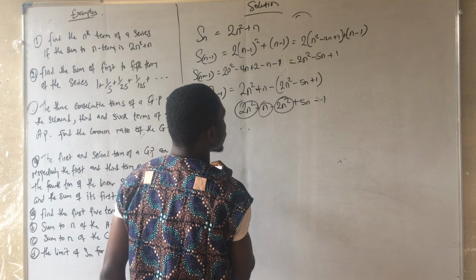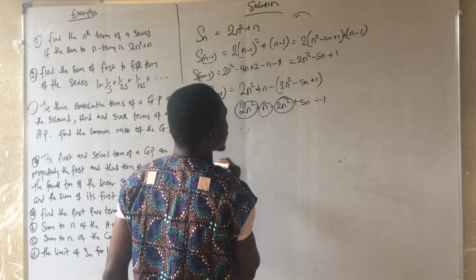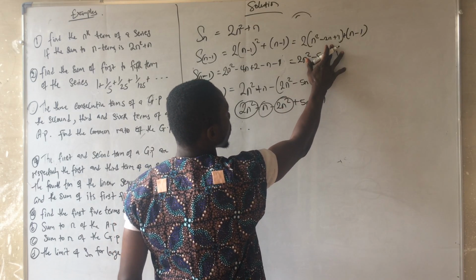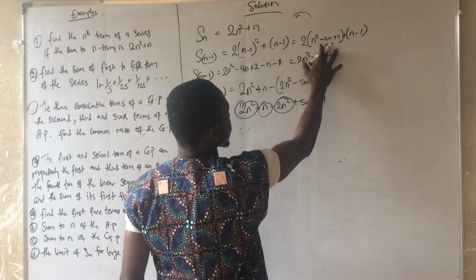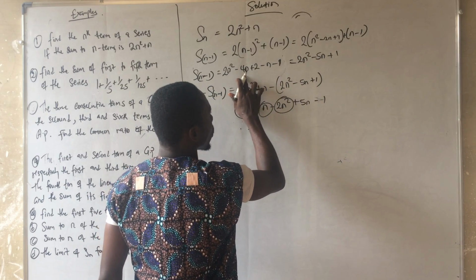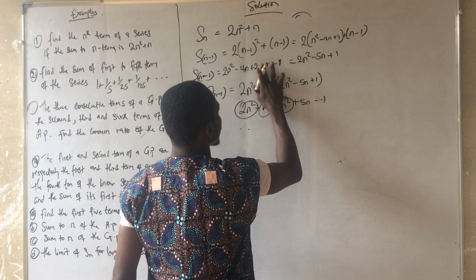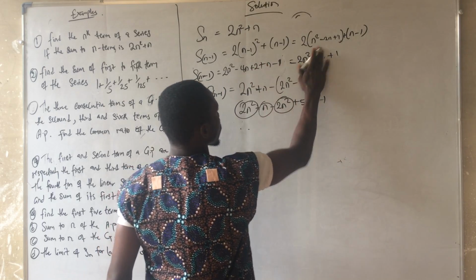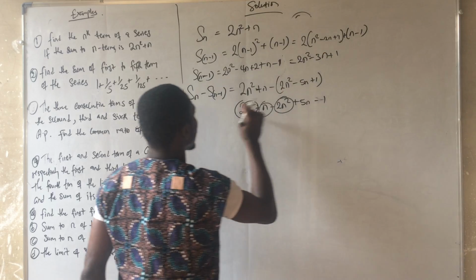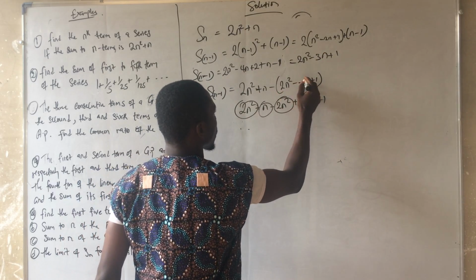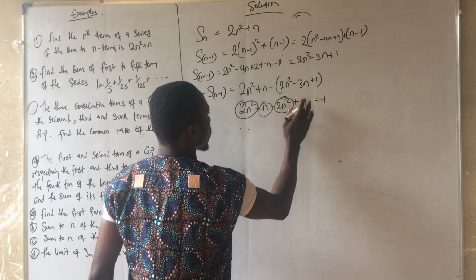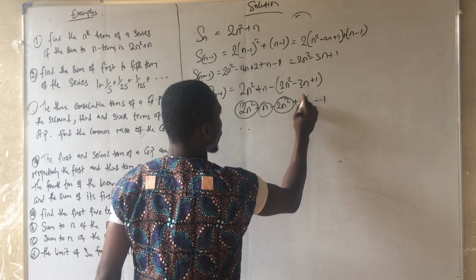So now this is going to be, is there a mistake here? This is 4n, plus n, and the 2n squared cancels, to give me 4n. Here I have 4n minus 1.